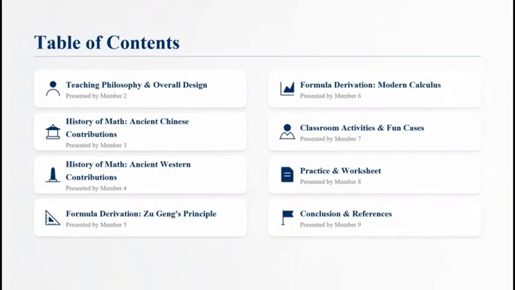Today, we will present our math lesson design based on HPM, the history and pedagogy of mathematics. Let's start with our outline. Teaching philosophy and overall design. Ancient Chinese and Western math history. Formula derivation, Zu Geng's principle and modern calculus. Classroom activities, practice, worksheets, and our conclusion.